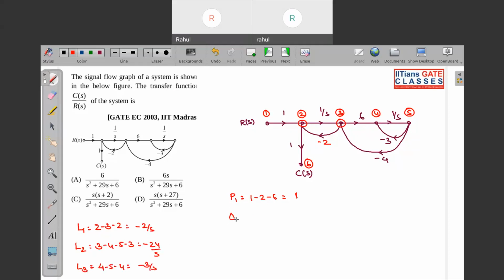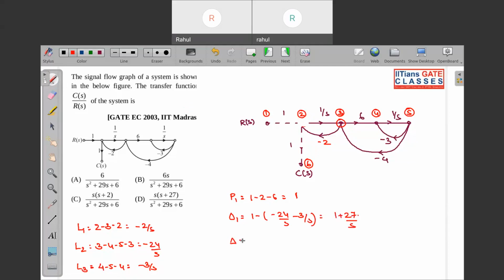Now associated path factor. So for that, let us remove this path 1. So if you remove this path along with the nodes, so remember to remove the node also. So now you can see there are two loops. This is one loop and another is 3, 4, 5, 3. So that will be 1 minus all the individual loop gain. So that will be what? Minus 24 by s and minus 3 by s. So this is 1 plus 27 by s.